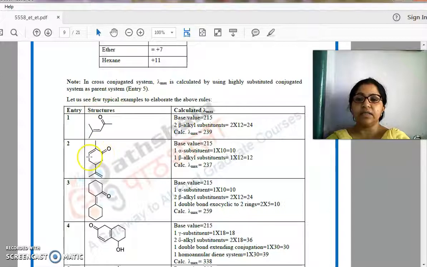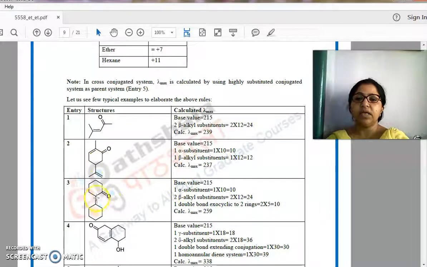Next is this one. This is also cyclic, an alpha beta six-membered ring. So it has a base value of 215, same. It is a ketone, cyclic six-membered, same value. Now next is the alpha position. There is a substituent. It's 10. Beta position. There is another substituent. It is again 12. And this is another ketone, we have already considered it. It is not in the conjugated system, so therefore it is not counted.